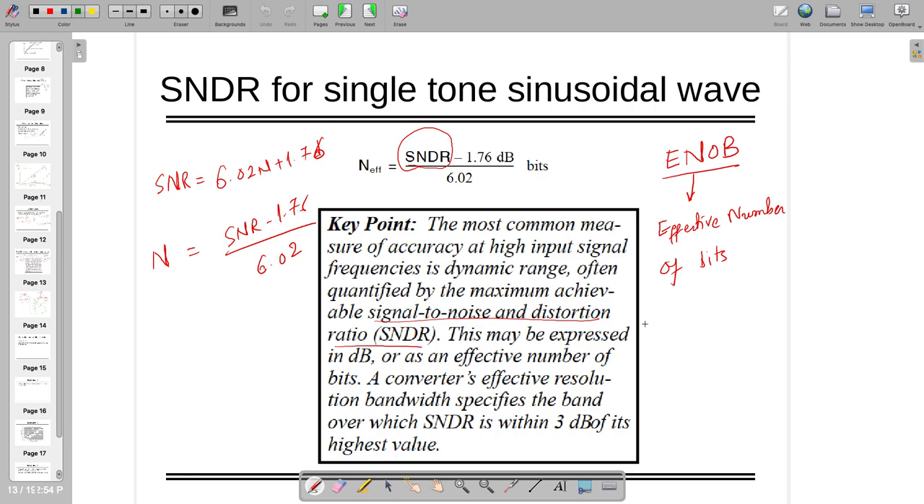Right? Generally we take SNDR as SNR, but both are actually different. Although in most of the books, SNR is replaced with SNDR afterwards. But there is a small thin line between SNR and SNDR, because this distortion is the contributing one, and noise is actually the noise of the device. So this may be expressed in dB and effective number of bits.